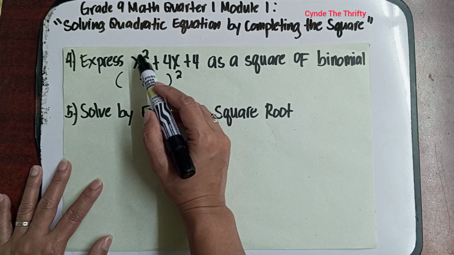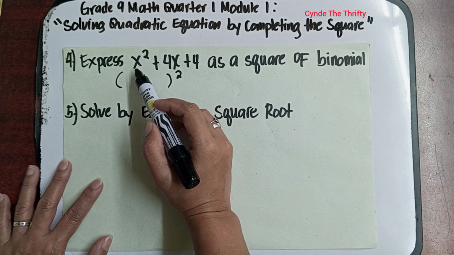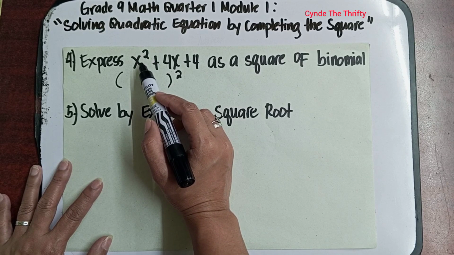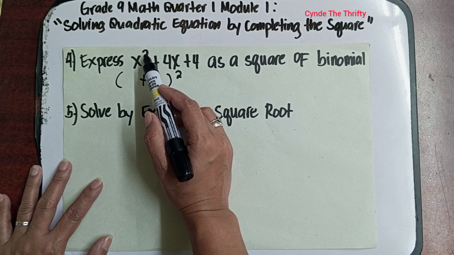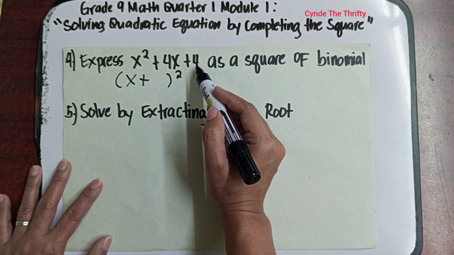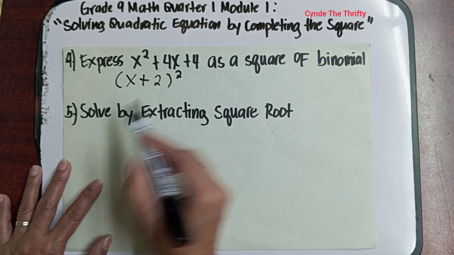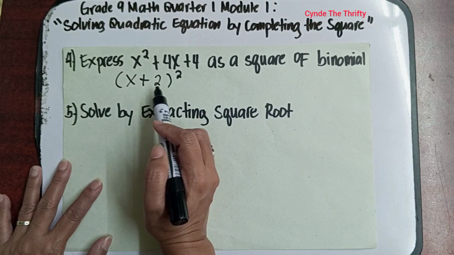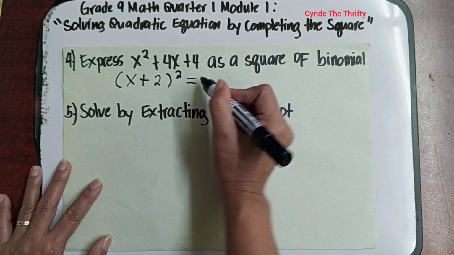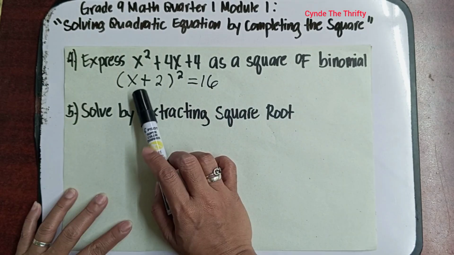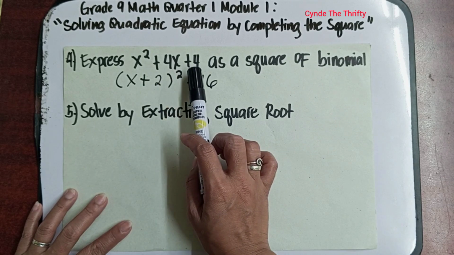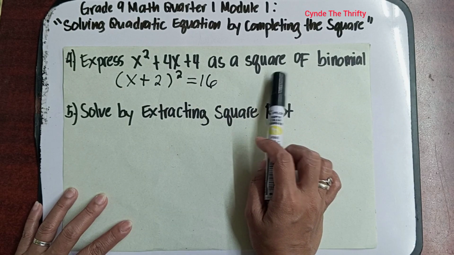Okay? So, ngayon is kukunin na natin ang factor ni x squared. So, ang square root ni x squared is x. So, ilagay natin si x dito. And then, ang square root of 4 is 2. Okay? So, ito na yung square of binomial natin. X plus 2 squared is equal to 16. Now, na-express na natin siya into square of binomial.